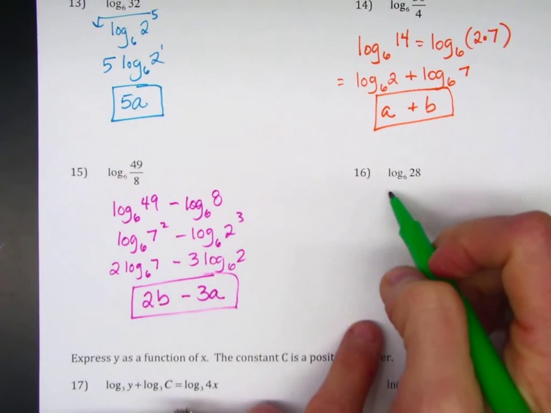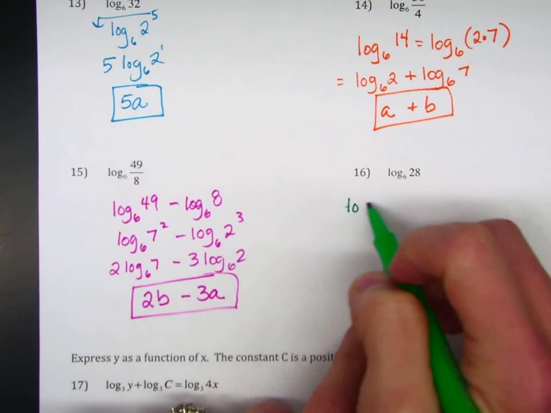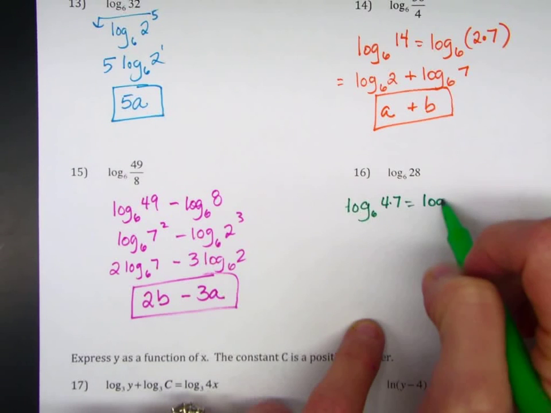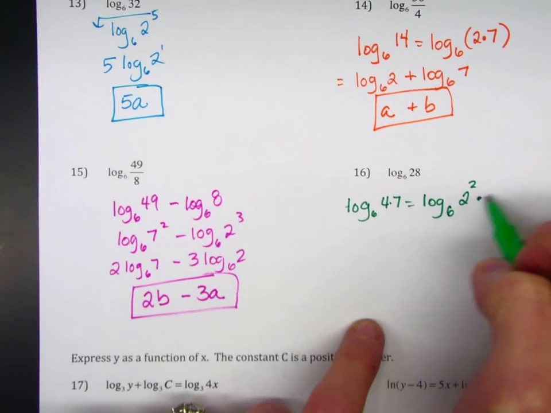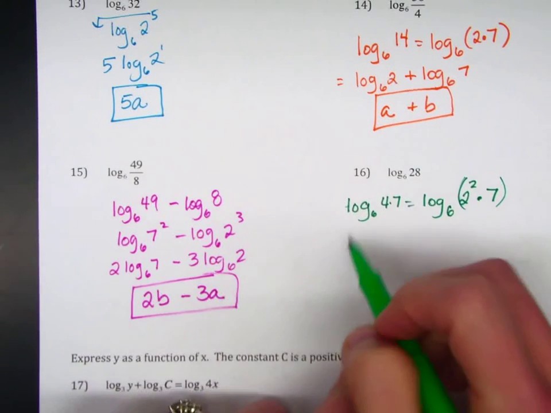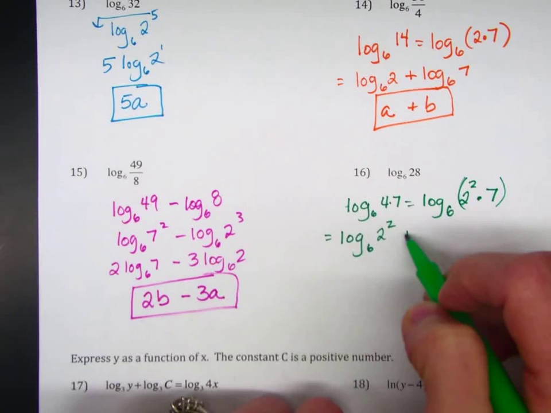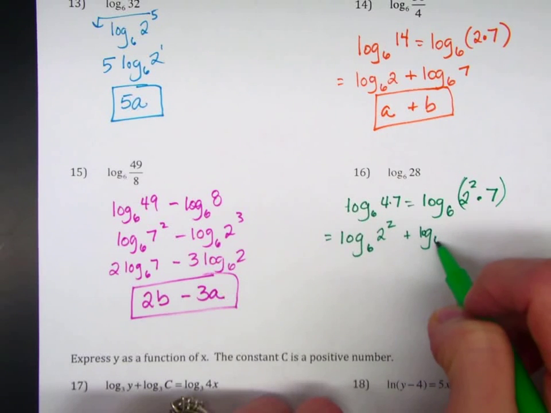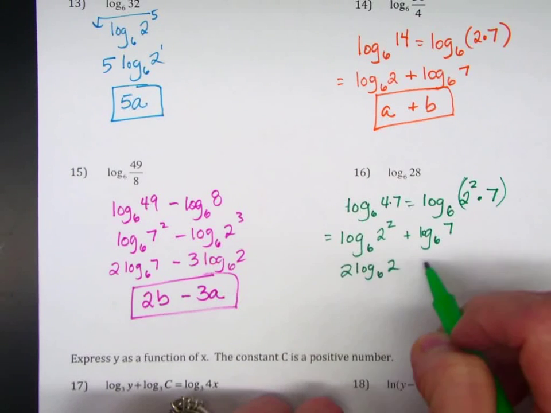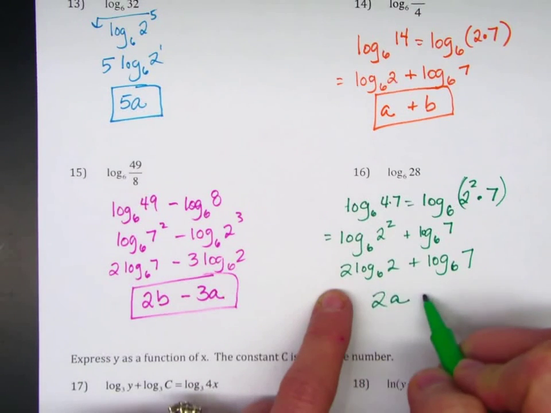And then for the last one, 28 is 4 times 7. So I can write log base 6 of 4 times 7, but that's log base 6 of 2 squared times 7. So now that I have my product, I can write it as the sum of 2 logs with the same base. So this becomes log base 6 of 2 squared plus log base 6 of 7. But we have to use the power rule here. This is 2 log base 6 of 2 plus log base 6 of 7. And now we can substitute. This is 2a plus b.